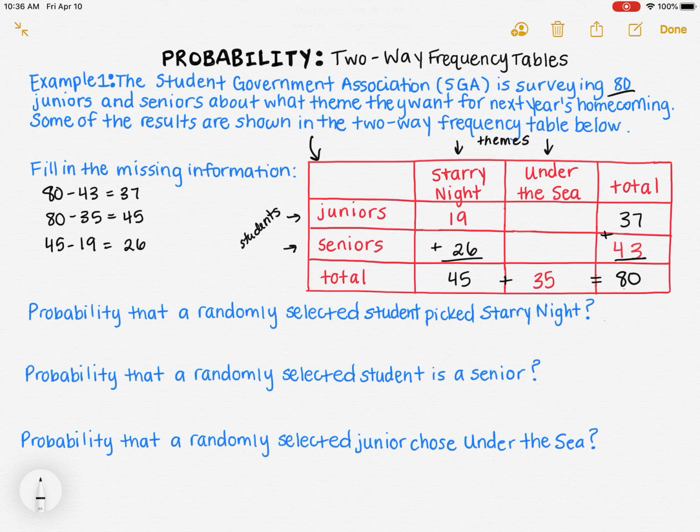Then I have two more to find, so I can do the same thing with the top row. If I know there are 37 juniors total and 19 juniors said Starry Night, then 19 plus the number that said Under the Sea should give me 37. So I can do 37 minus 19, and that will give me 18.